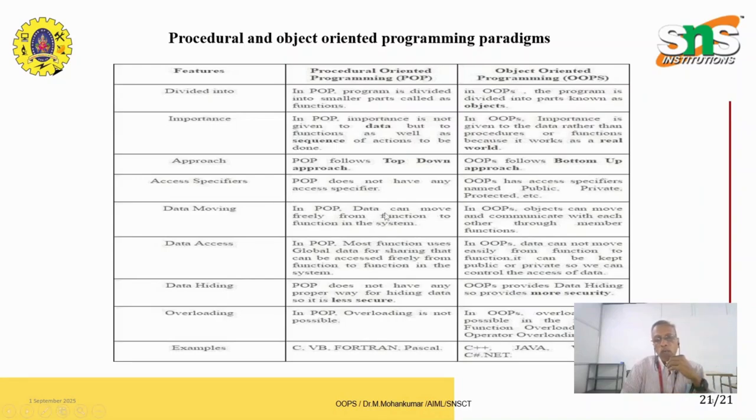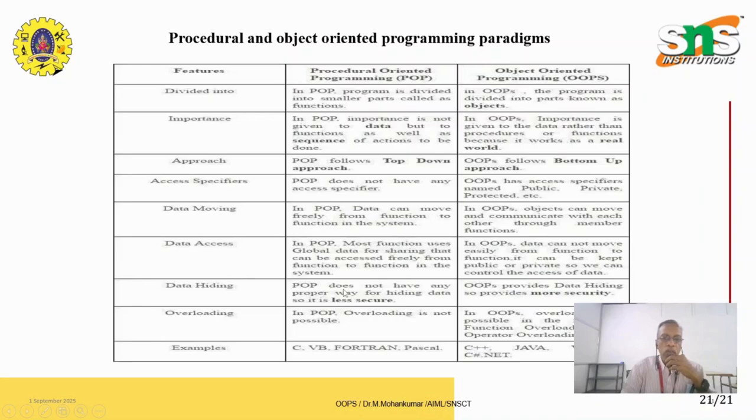Data movement: in POP, data can move freely from function to function in the system. In OOP, objects can move and communicate with each other through member functions, like the display member function. Data access: in POP, most functions use global data, and it cannot move easily from function to function. Here it can be kept public or private. So the access specifier is mentioned as public or private, and we can control the access of the data.